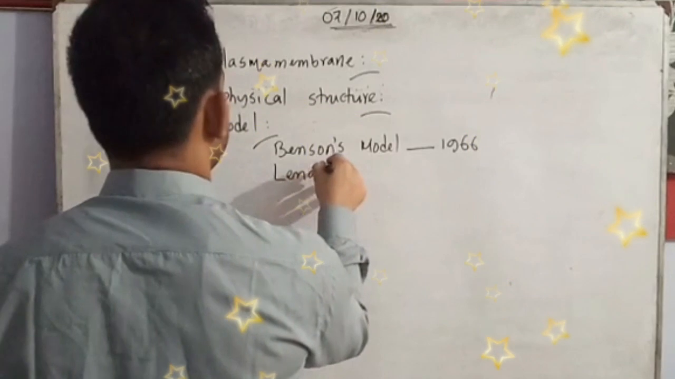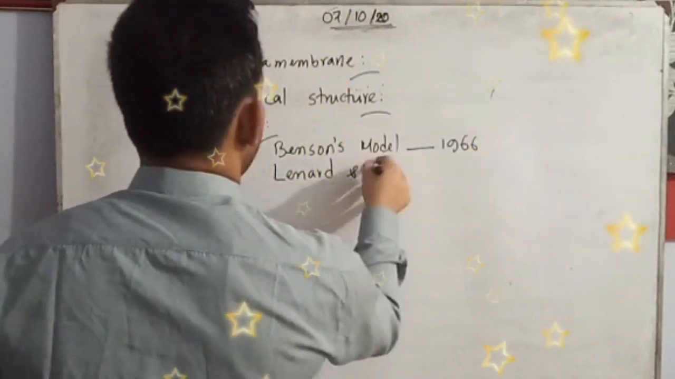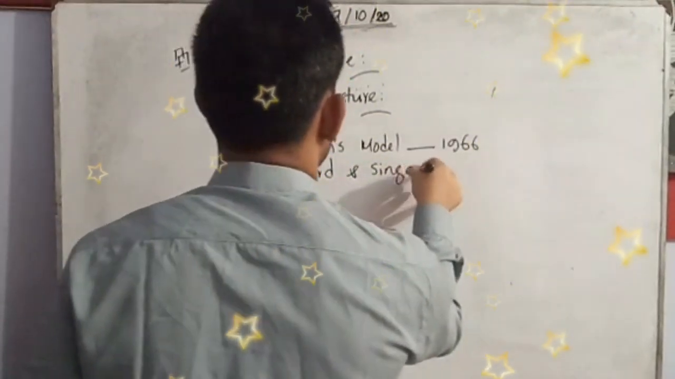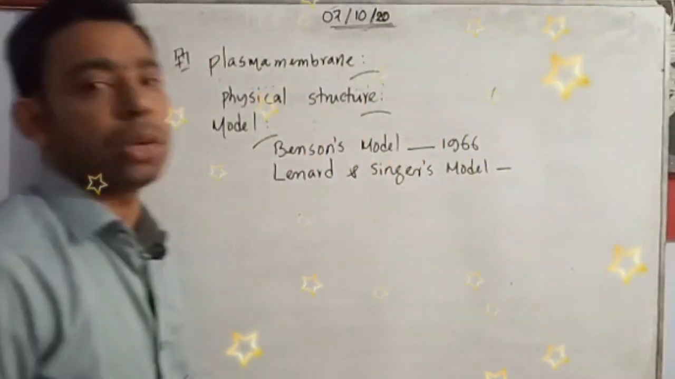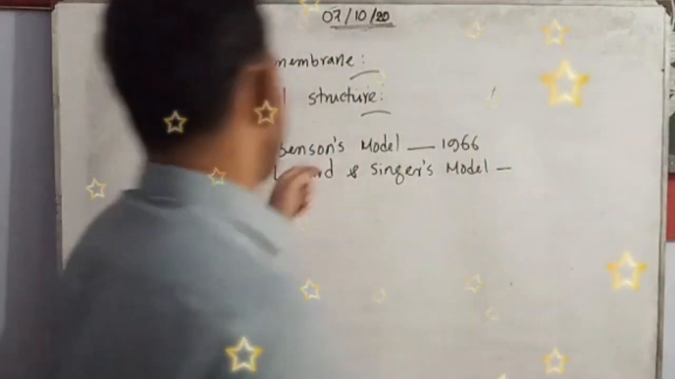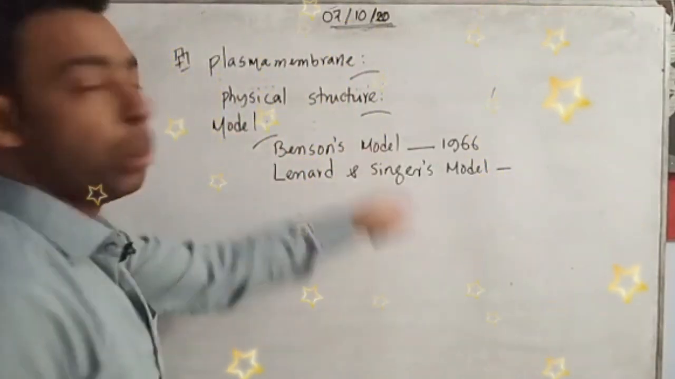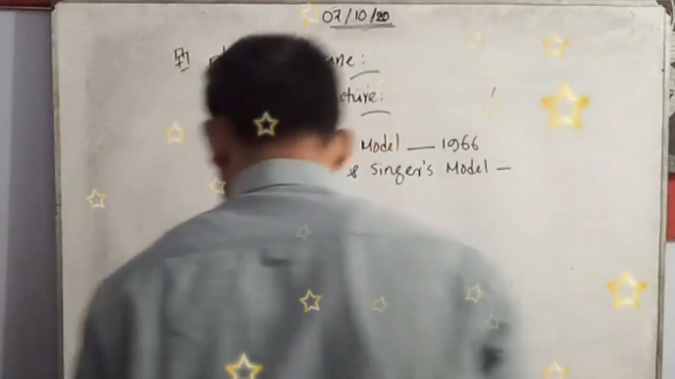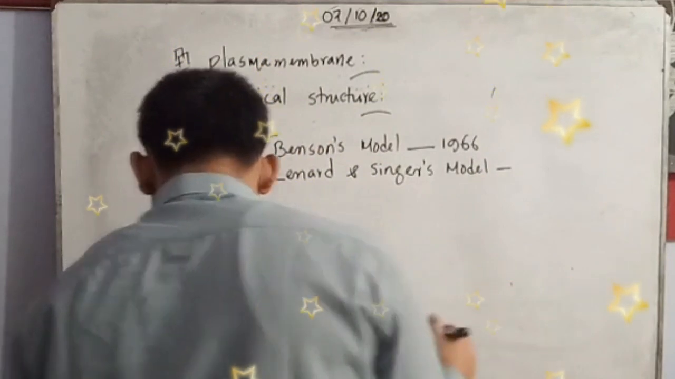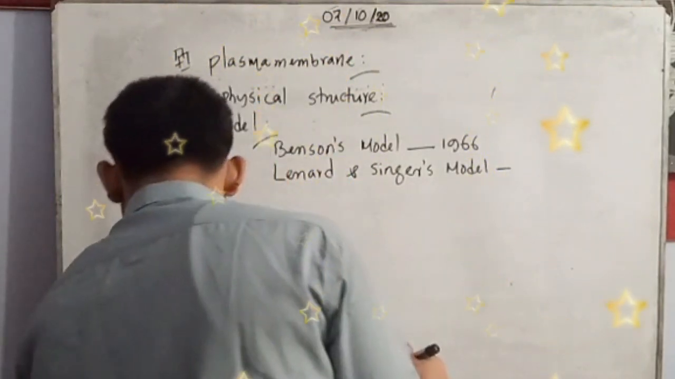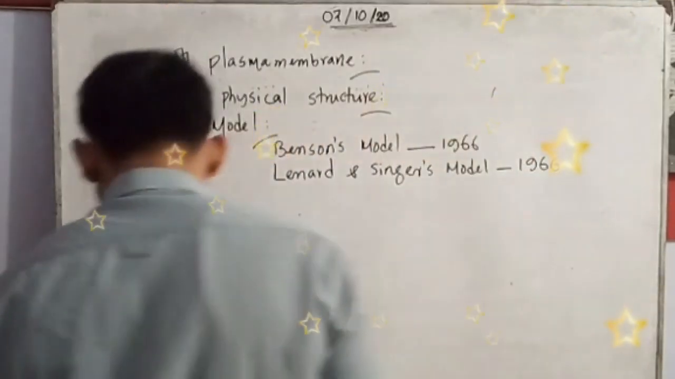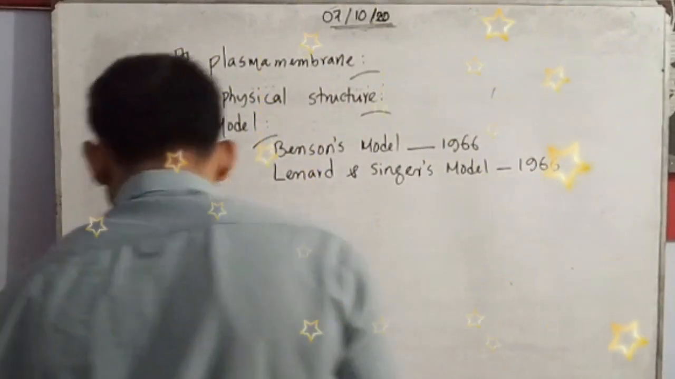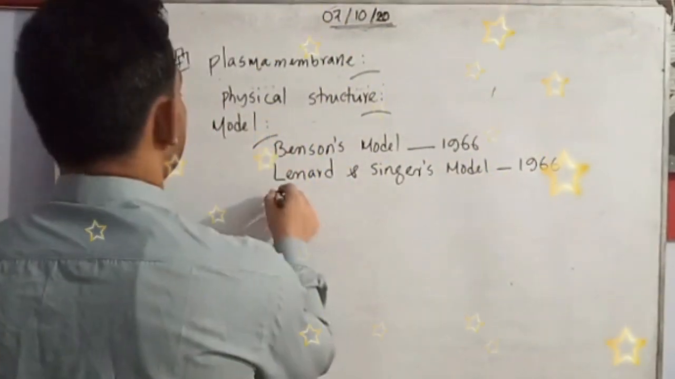Leonard and Singer's model. This is for MCQ. A one mark question is asked there: which model is given by whom in which year? Leonard and Singer's model was also given in 1966. Robertson's model is also very important.